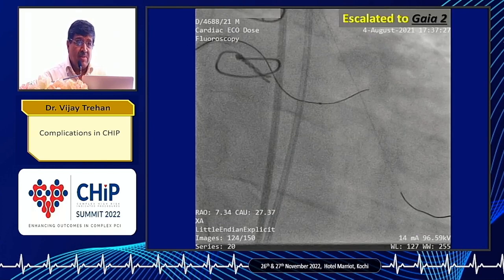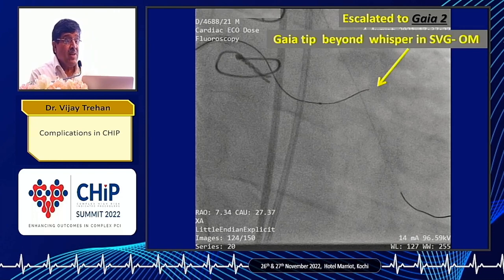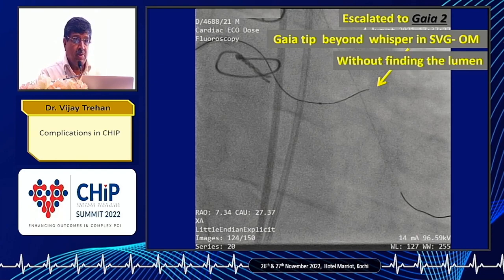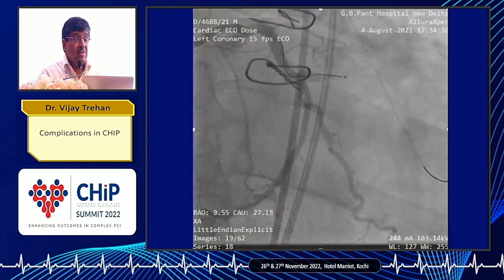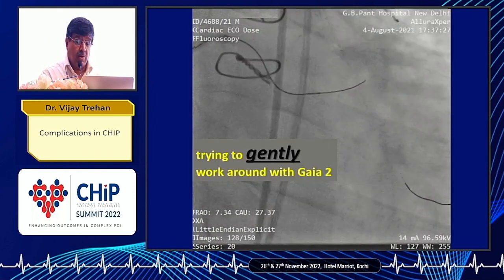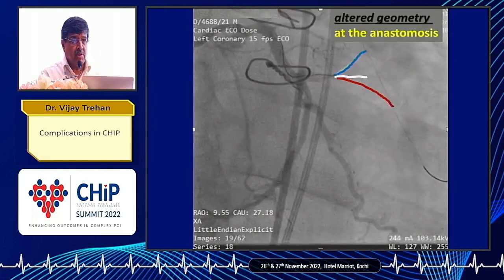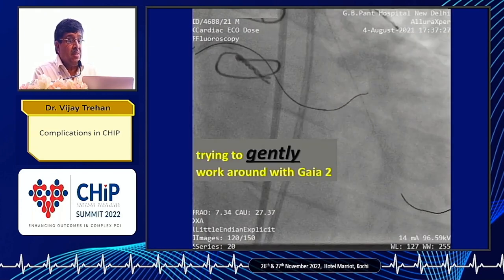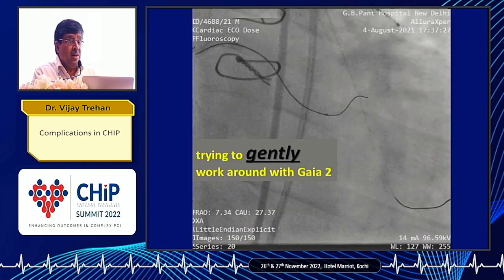Now I thought, take some stiffer wire, escalate it to Gaia 2, and I'm able to walk beyond that target, but without finding the lumen. Well, in such a situation, what we expect is the target to be in this direction. But the target could be like this, or could be like this, and all of us know that we can have an altered geometry at the anastomotic site. So that can be tented, pulled or pushed down. So I thought with these two possibilities, I can gently work around. So I was gently working around with a Gaia 2.